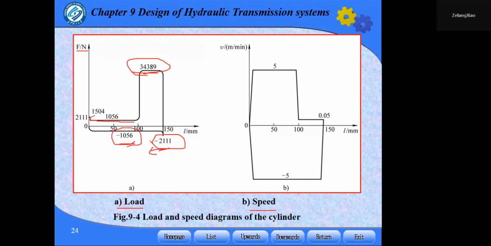Then this is the load diagram. The rapid retracting motor should go in the opposite direction, fixed with the oscillatory of 5, then the oscillatory goes to there.